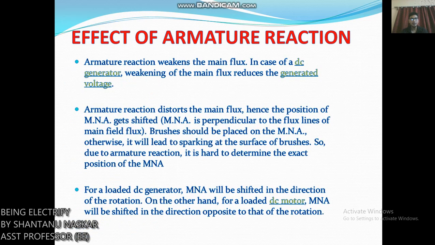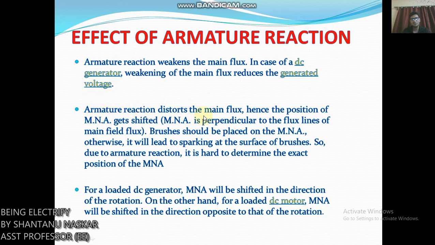Okay, now the effects of armature reaction. Armature reaction weakens the main field flux. In the case of a DC generator, weakening of the main flux reduces the generator voltage. So this is the disadvantage. It reduces the generated voltage.